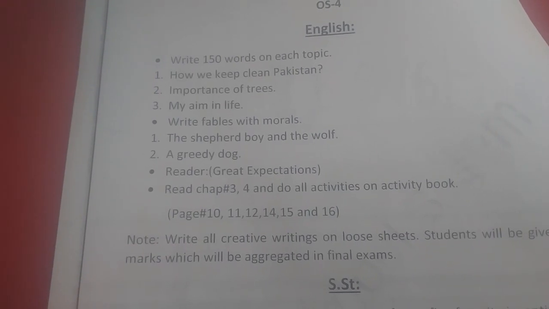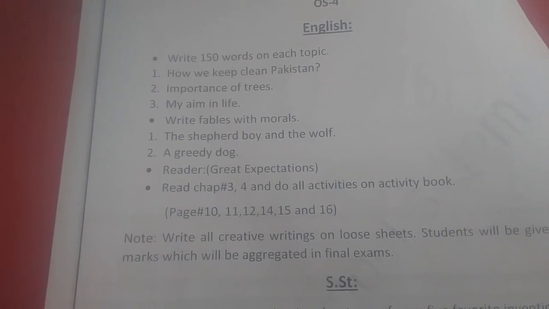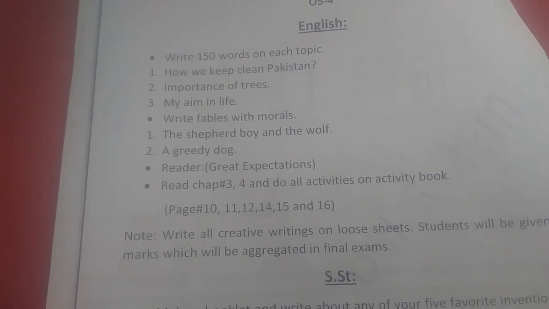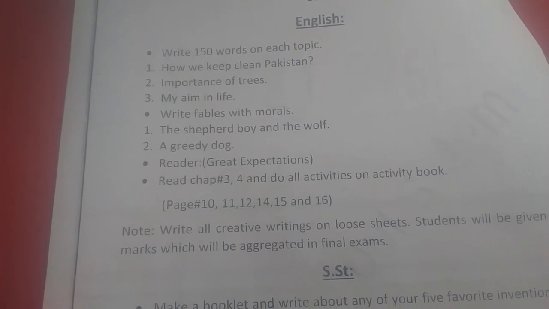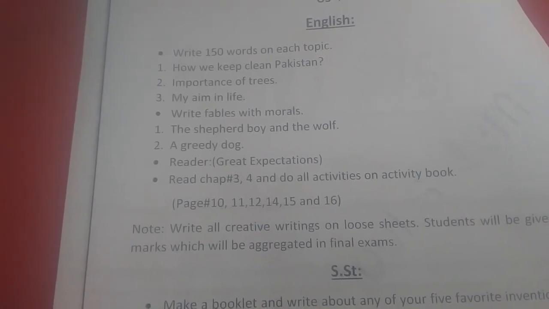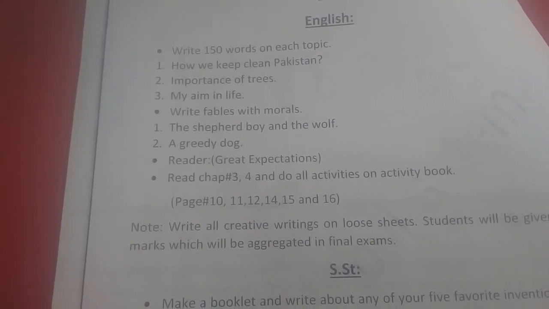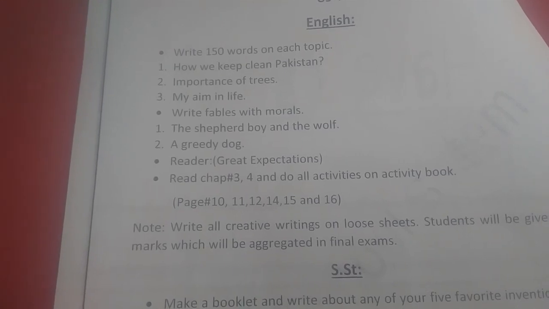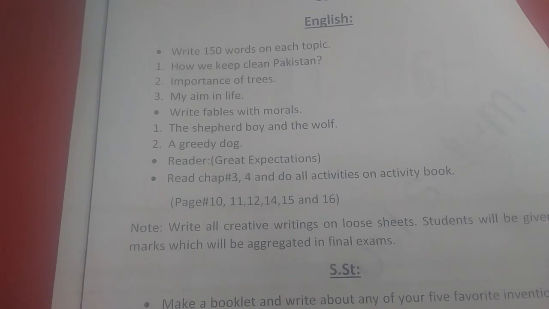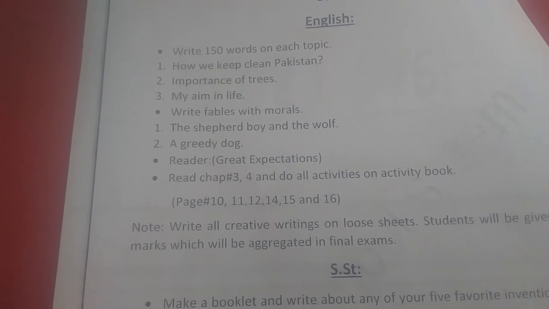Let us explain English work. What you have to do in English, you have to write 150 words on each of the given topics, and the topics are how to keep clean Pakistan, importance of trees, my aim in life. And then you have to write the fables with morals, like you have to write stories of the shepherd boy and the wolf and the greedy dog.